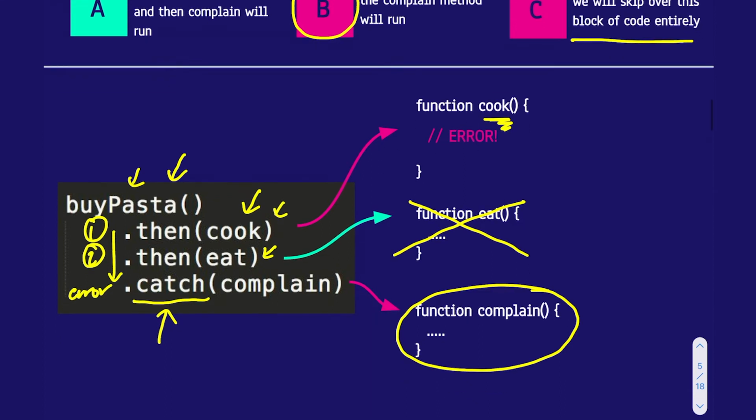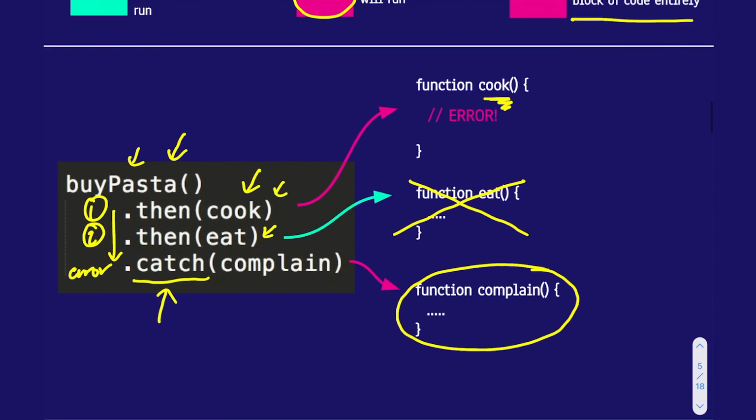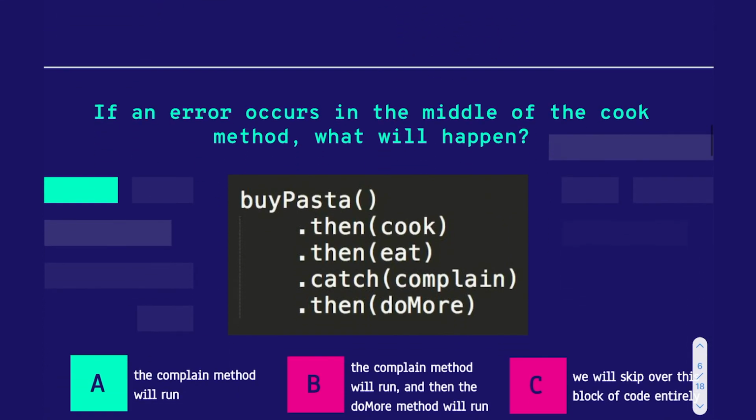Next question, similar but a little bit different. If an error occurs in the middle of the cook method, what will happen? Then we have this block of code: buy pasta, then cook, then eat, then catch, then do more. A, the complain method will run. B, the complain method will run, and then the do more method will run. Or C, we will skip over this block of code entirely. The correct answer is B.